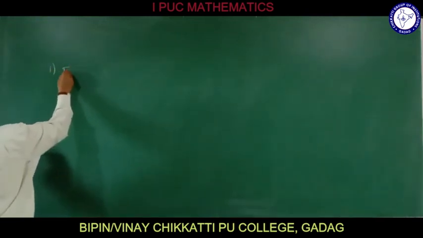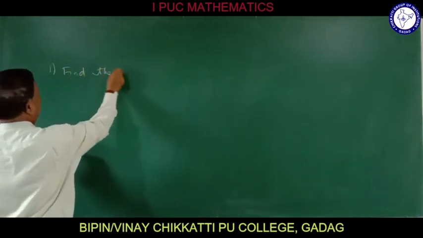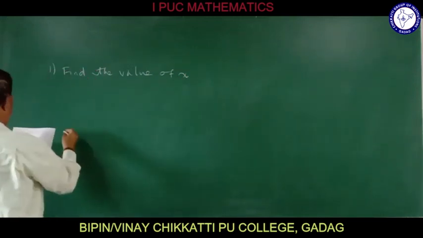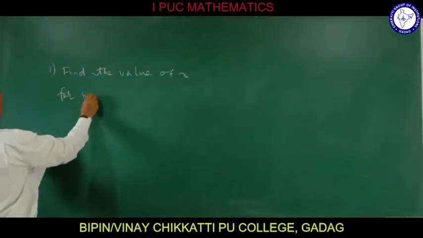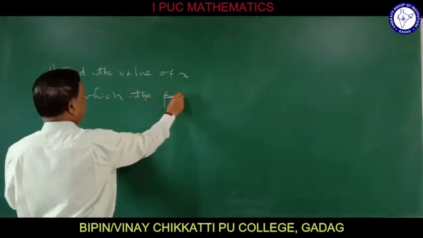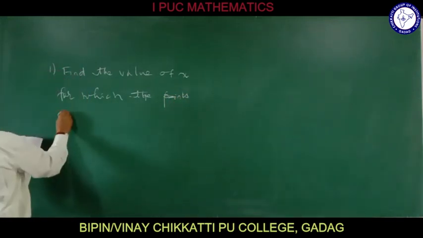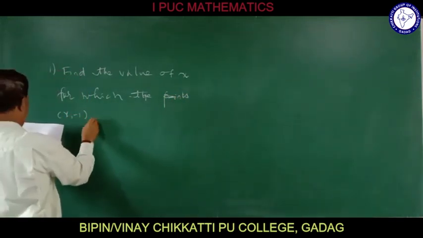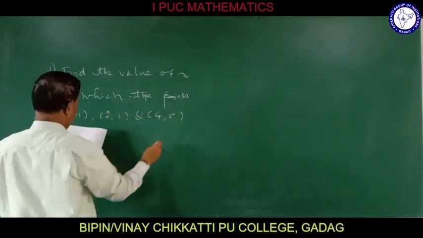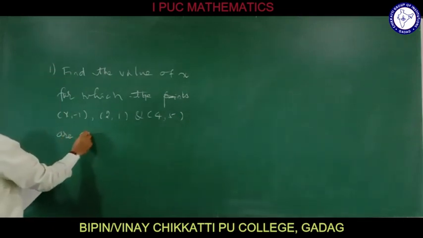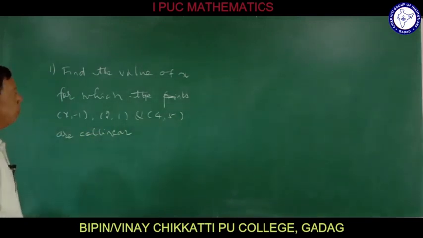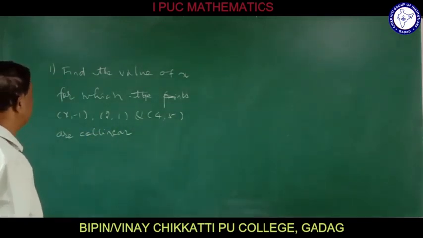Look at problem number 1. Find the value of x for which the points (x minus 1, 2), (1, 4), (5) are collinear. See the question here, the value of x we have to find out.